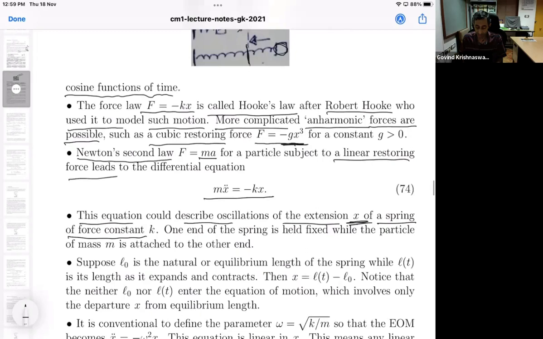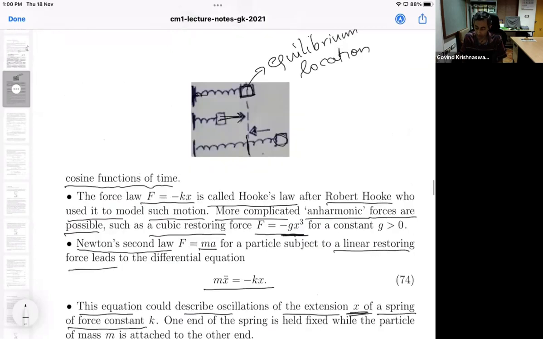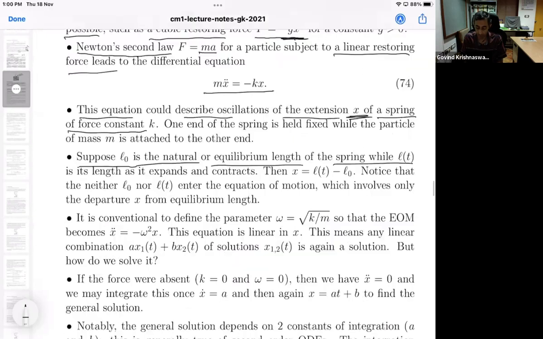Just to make it clear, the physical system we consider is, suppose L0 is the natural or equilibrium length of a spring. So this is L0. Now, when it is expanded or contracted, the length of the spring is L of t, its length as it expands and contracts. It's a function of time. The thing we have been calling x all this while is L of t minus L0.